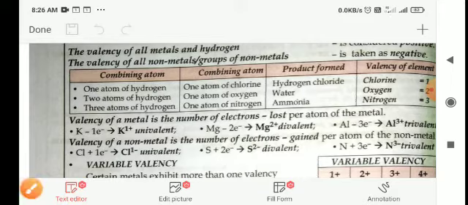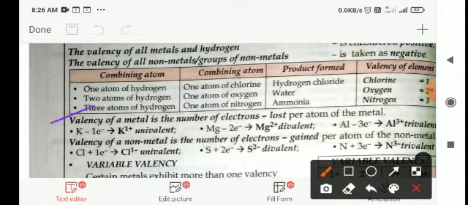The valency of a metal is the number of electrons lost per atom of the metal. In the case of metals, the valency can be calculated on the basis of the number of electrons released. For example, potassium can release one electron, so it carries one positive charge and is known as a univalent cation. Magnesium loses two electrons, carries two positive charges, and is known as a divalent cation.